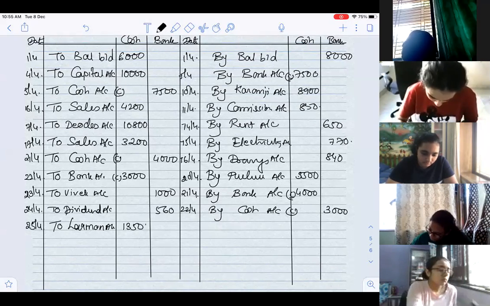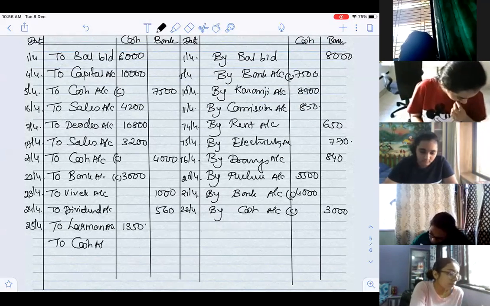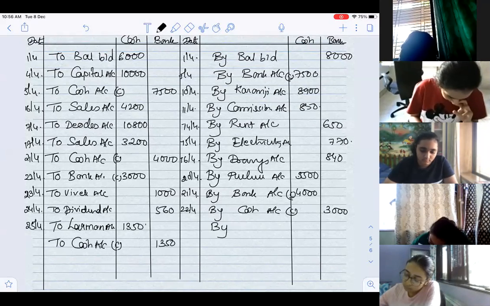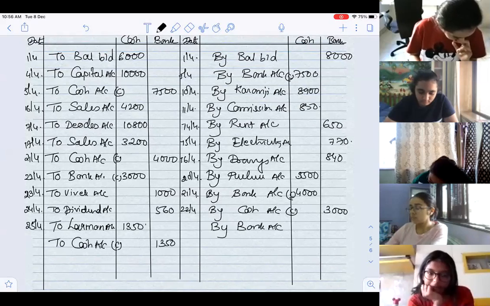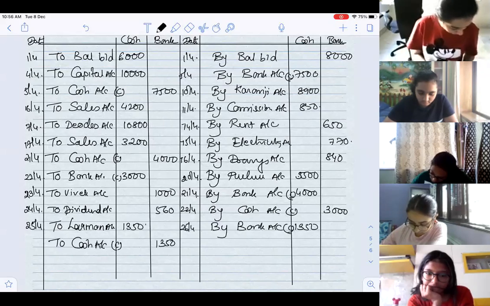And what entry do you pass on 26th when you deposit the check in the bank? Bank to cash, which is a contra entry. So to cash in the bank column, by bank in the cash column. Contra entry. This is on 26th.